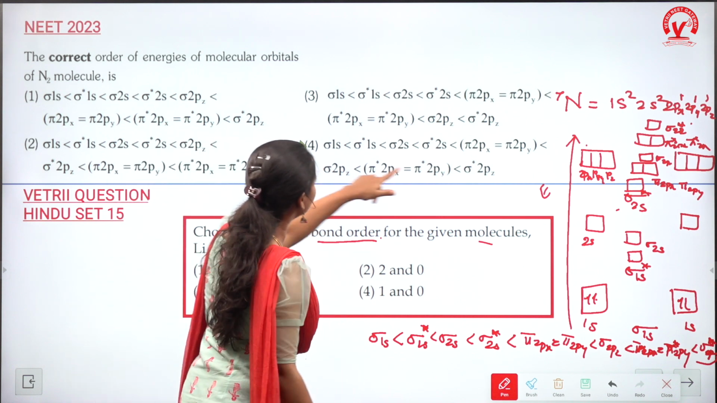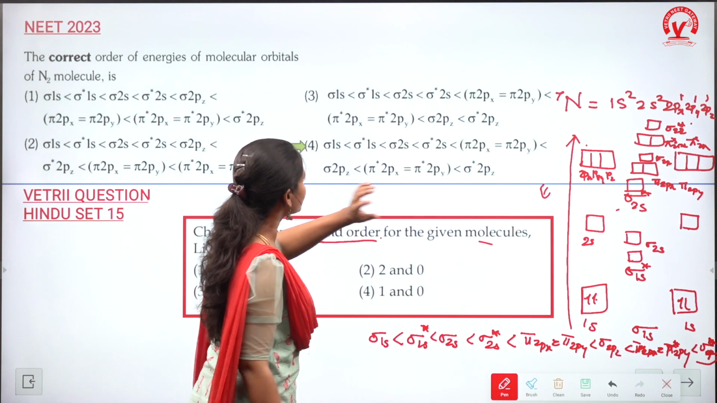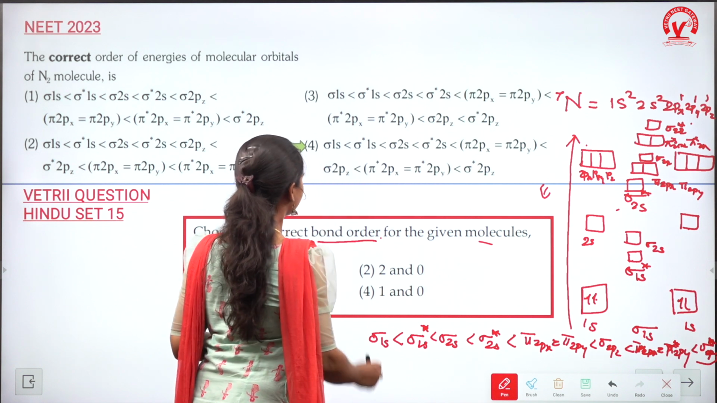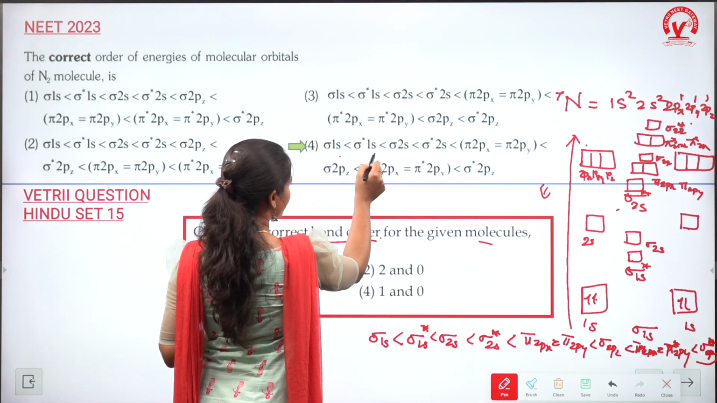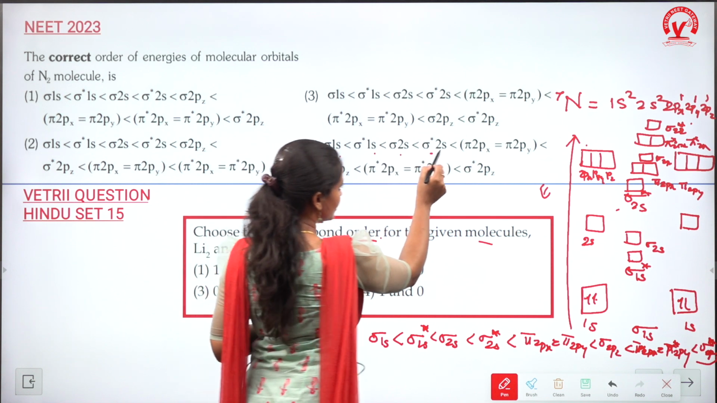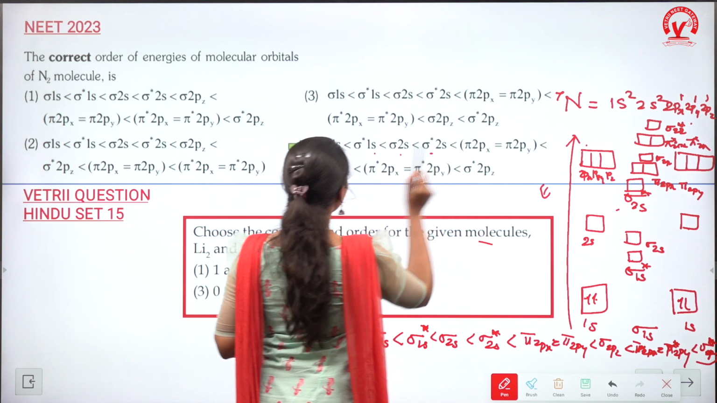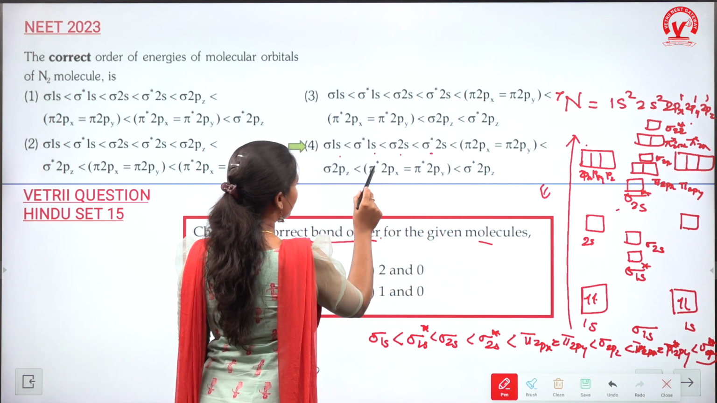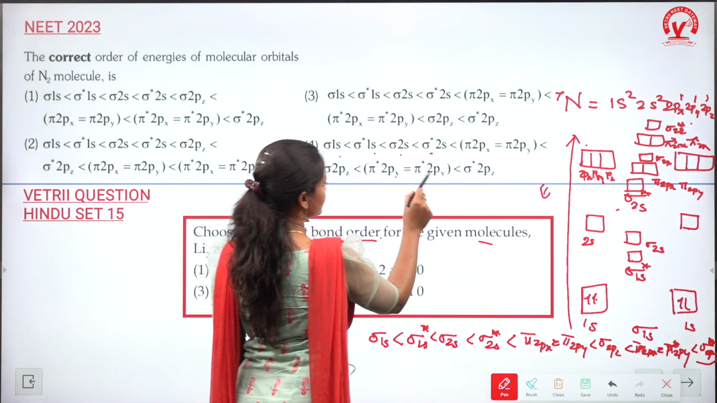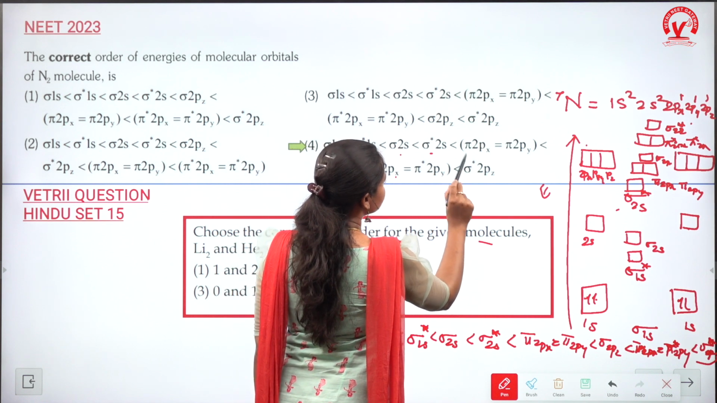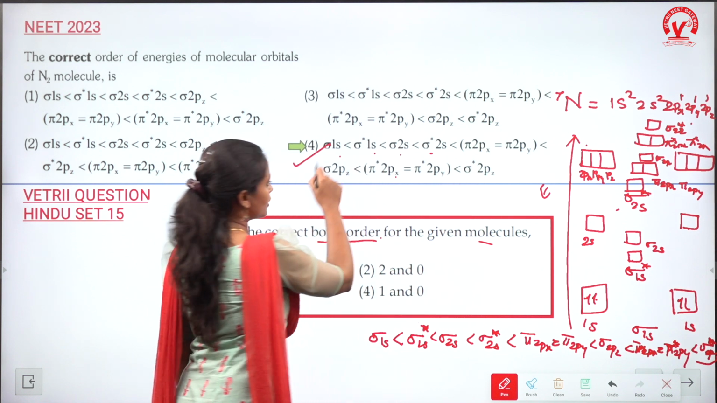Here option 4 is the correct energy order: sigma 1s, sigma star 1s, sigma 2s, sigma star 2s, pi 2px, pi 2py, and sigma 2pz, pi star 2px, pi star 2py, and sigma star 2pz. This is the correct option.